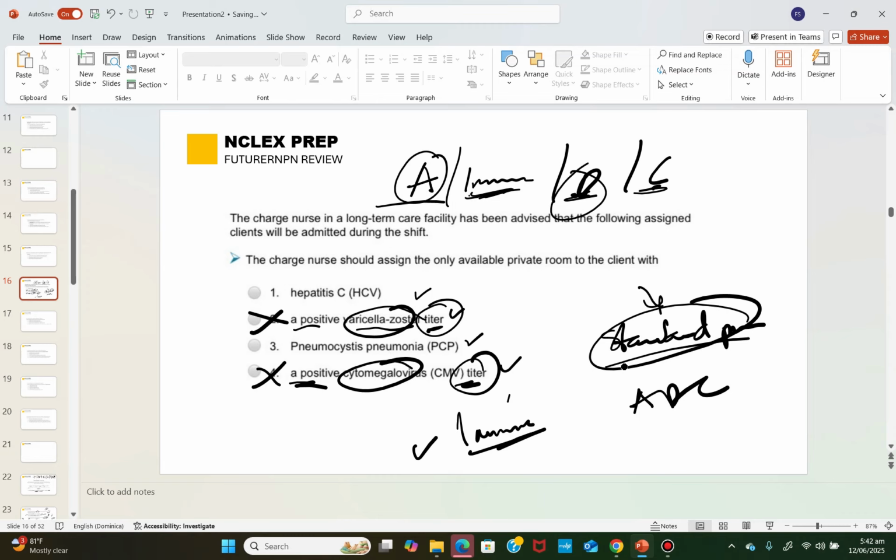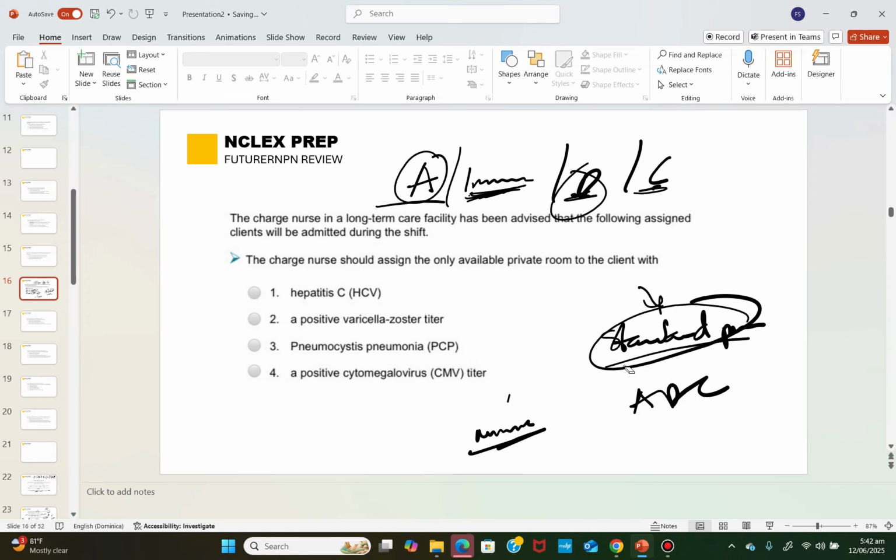Now, the next thing I'm going to look for is immunocompromised, because there's no airborne again. This is not airborne, this is not airborne. This is the only thing that looks like airborne, but it's not an infection, because a positive titer means the patient has immunity to that particular infection. So now I'm done with airborne.